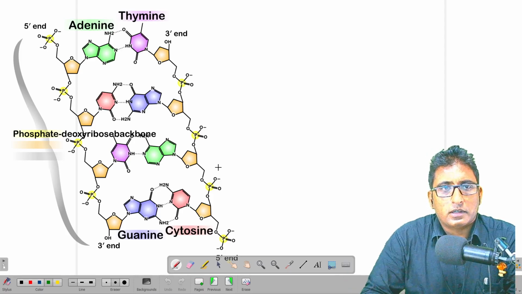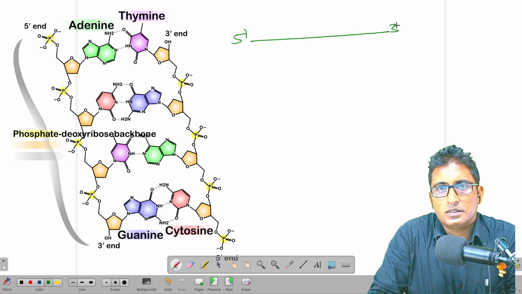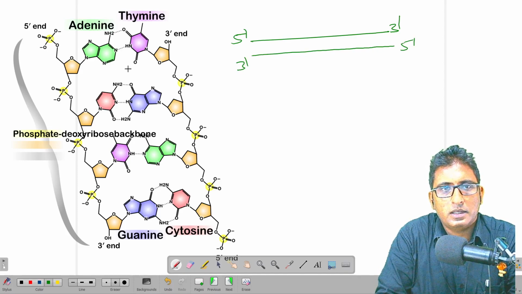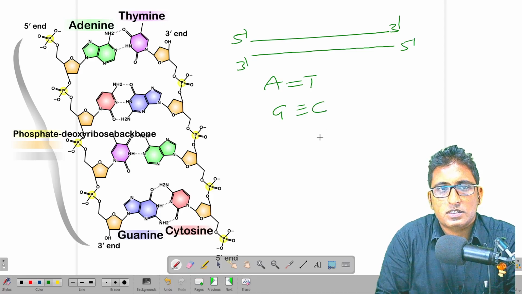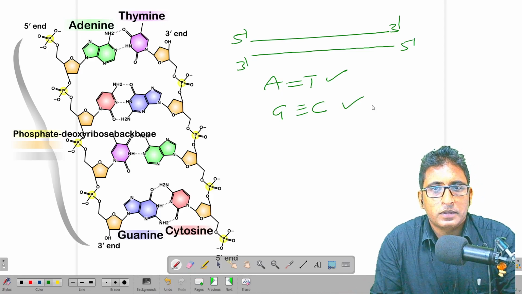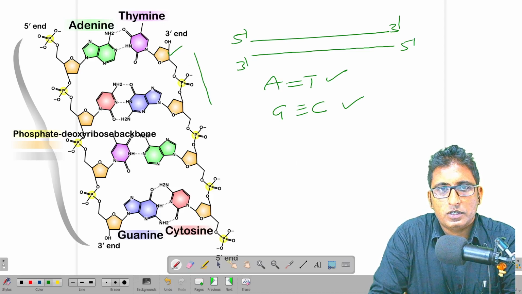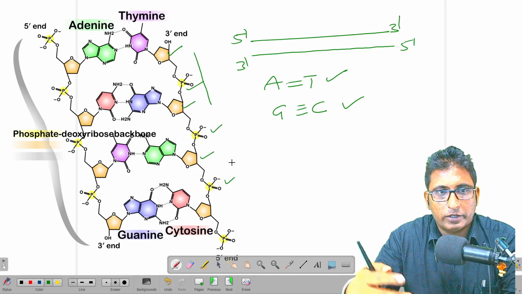We should also recollect that the strands are anti-parallel, 5' and 3'. The complementary strand would run 5' to 3'. The base pairing is, as already described, A base pairs with T and G base pairs with C, with 2 hydrogen bonds in the AT base pair and 3 hydrogen bonds in the GC base pair. The backbone is on the outside. We have deoxyribose, phosphate, deoxyribose, phosphate, deoxyribose and phosphate, alternating molecules there.